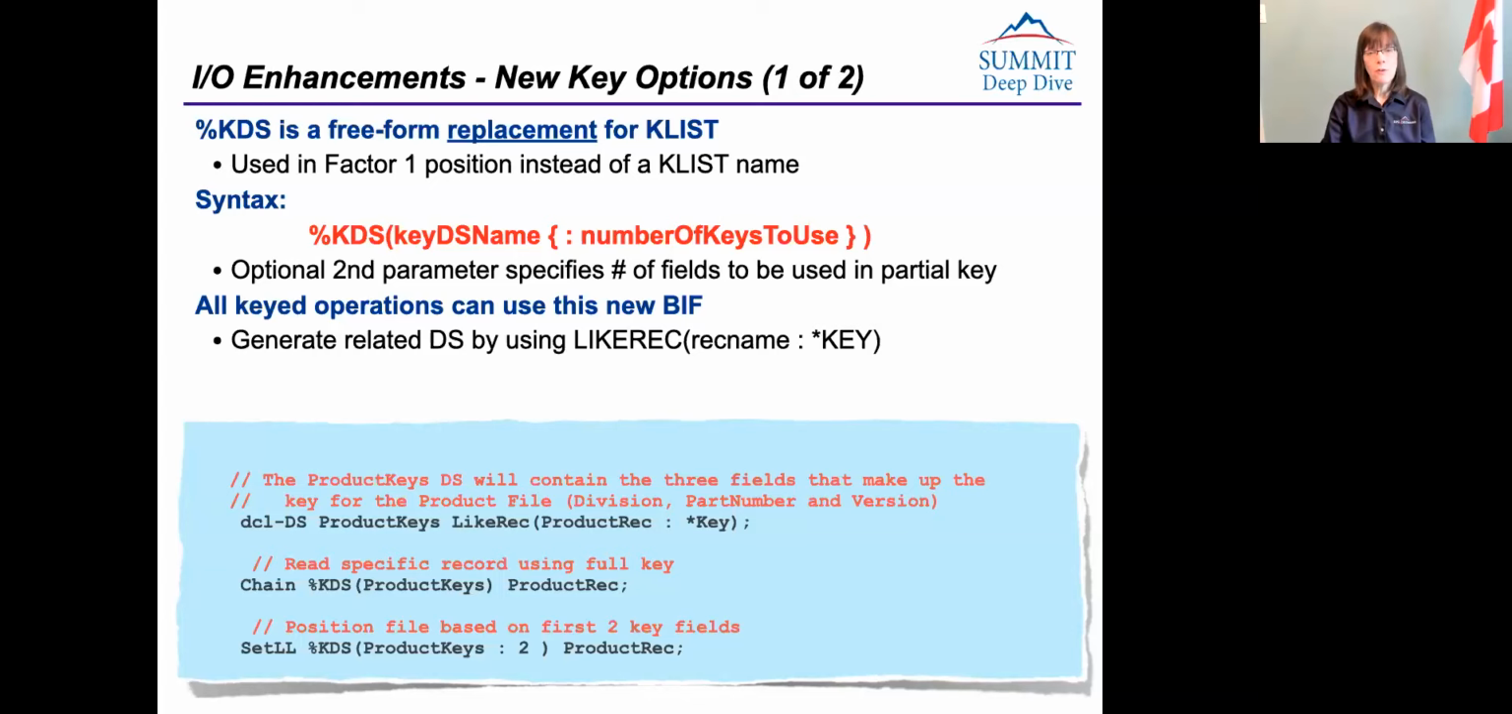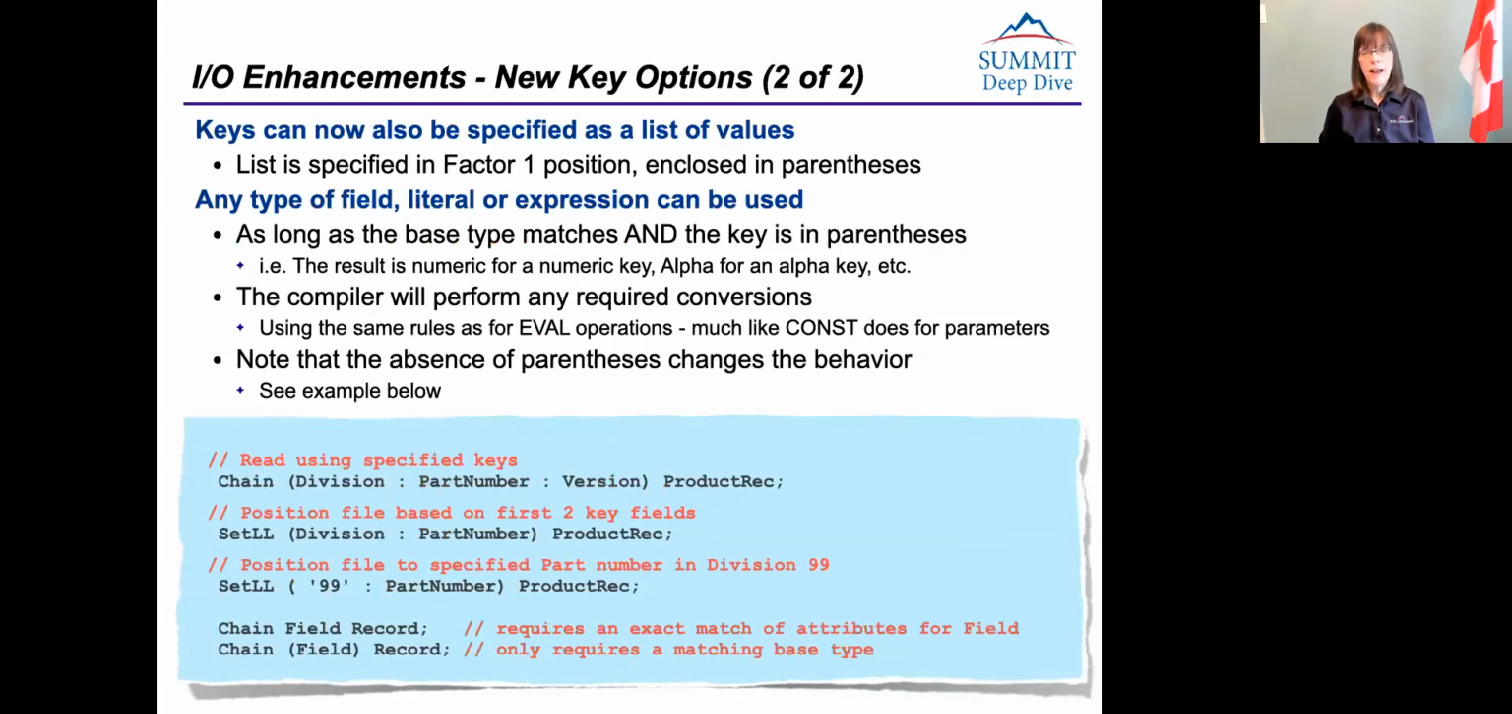My personal preference for most uses is the second key option, and that is to actually specify the values that I want to use for the keys in parentheses following the chain or the setLL operation code. The nice thing about this is that I don't have to move data to any specific field like the key data structure fields. These don't have to be the actual names of the fields in the file or the columns in the table. I'll get my terminology right in a moment. The columns in the table.